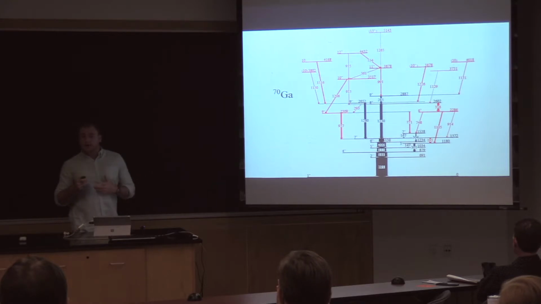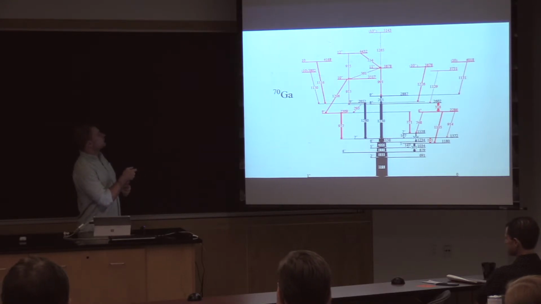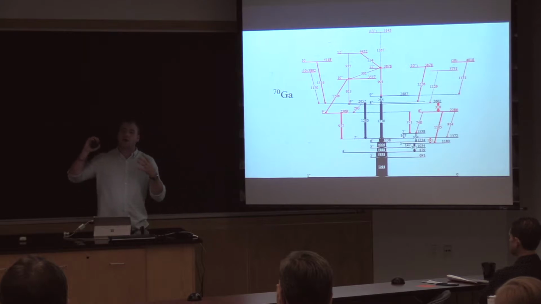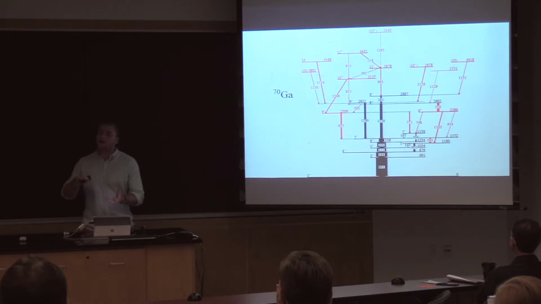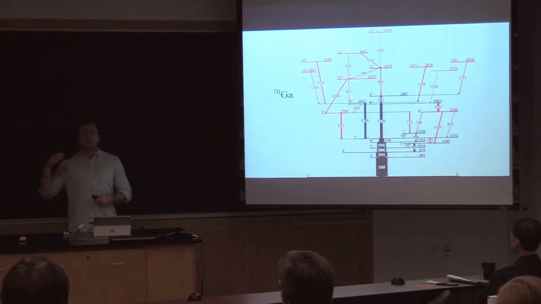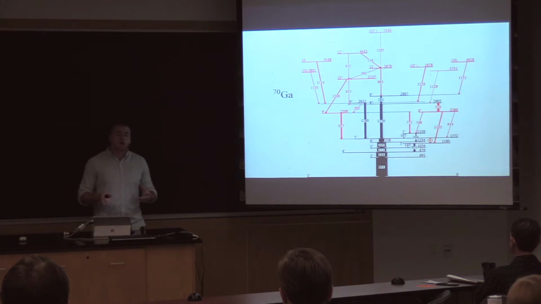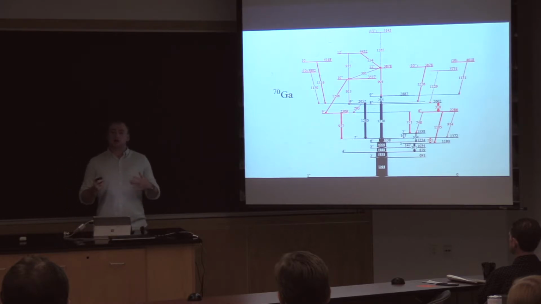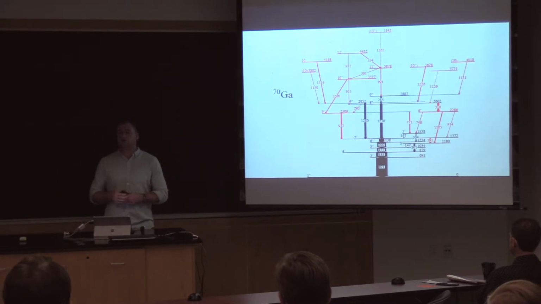Now the next thing we're going to look at on this level scheme are these numbers on the left side of the energy states. These are called spins. Basically, spin is just a quantum number for angular momentum for that energy state. In this mass region of the nuclear landscape, there are two gamma ray transitions that are the most prominent: dipole transitions and quadrupole transitions.